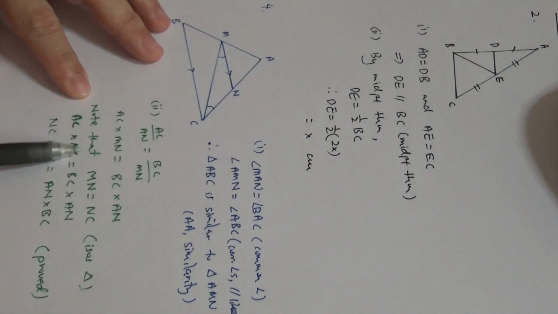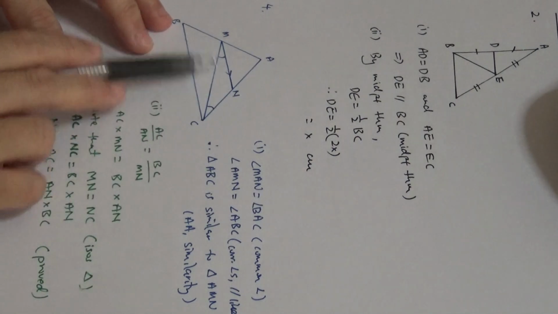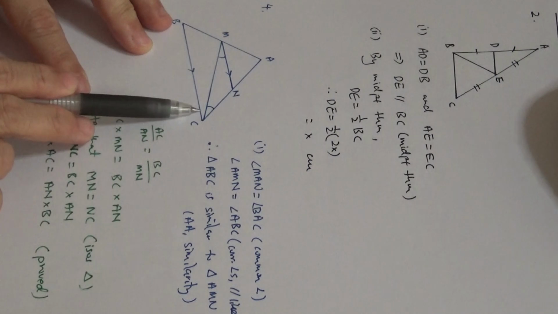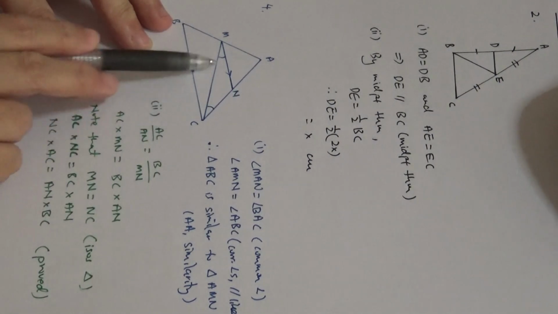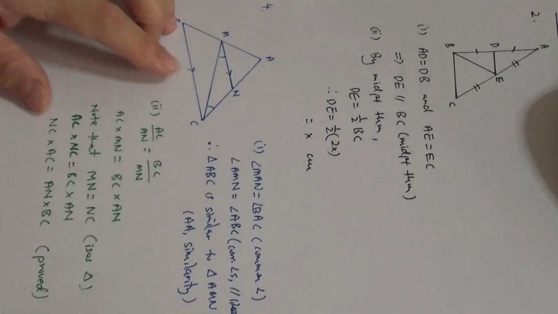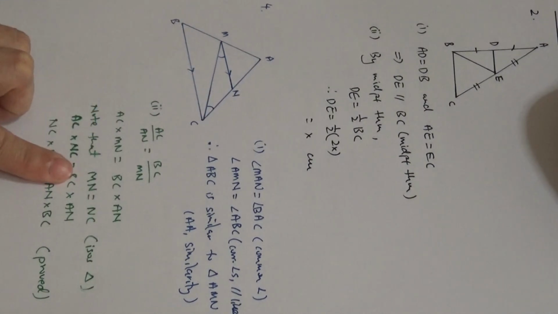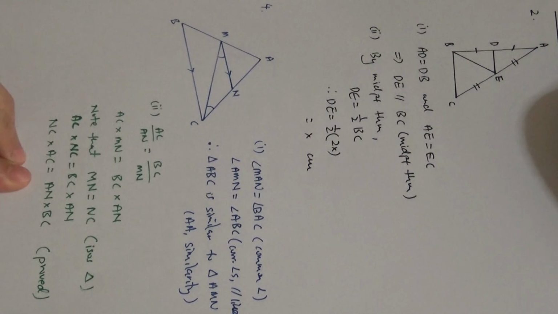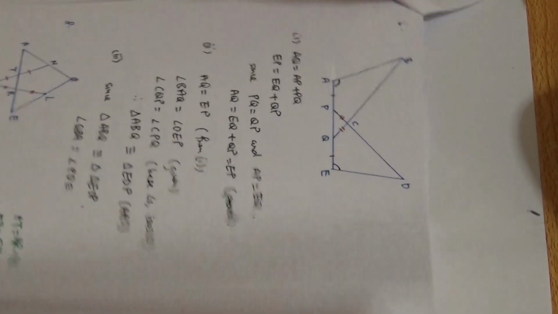Now we must also note that MN is equal to NC, because this is an isosceles triangle. We are given that these two angles are equal, therefore these two sides must be the same. So we have AC times NC, where we replace MN with NC, and BC times AN. When we rewrite according to what we want, we have already proven the statement that they want us to prove. So that's your question number 4.